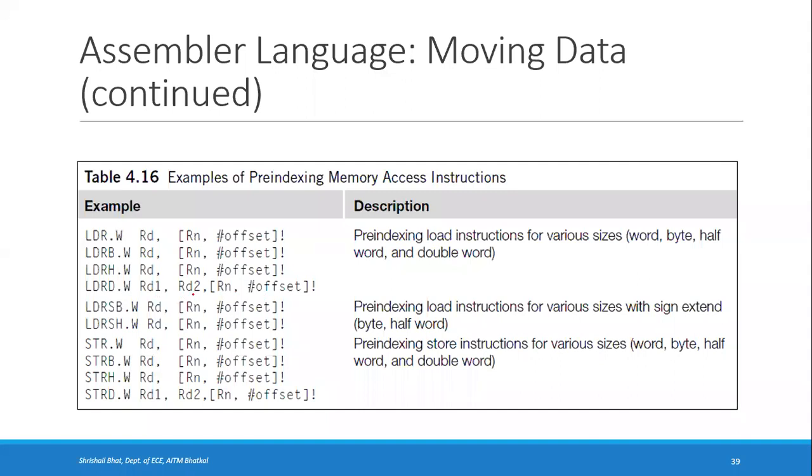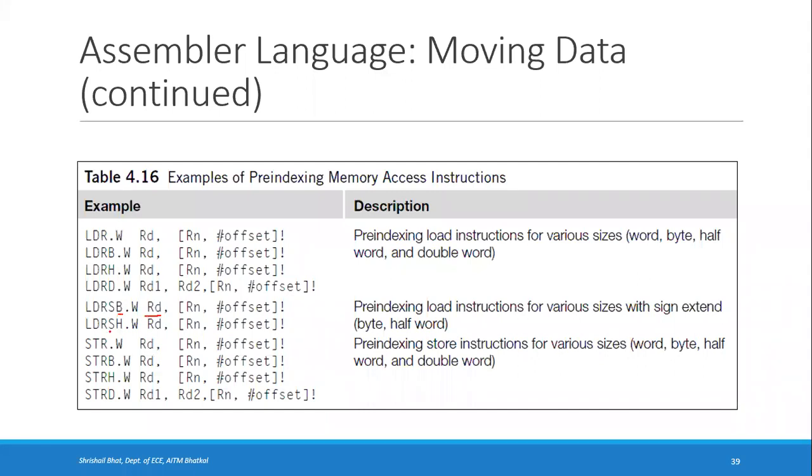If you are using LDRSB and LDRSH, that means you are going to perform sign extension. What do you mean by sign extension? You are copying a byte here, so only 8 bits will be copied. What will be stored in the upper 24 bits? Rd will be 32 bits. LDRSB will copy only 8 bits. What happens to the other 24 bits? The other 24 bits will have the same value as the MSB of the 8 bits that are copied.